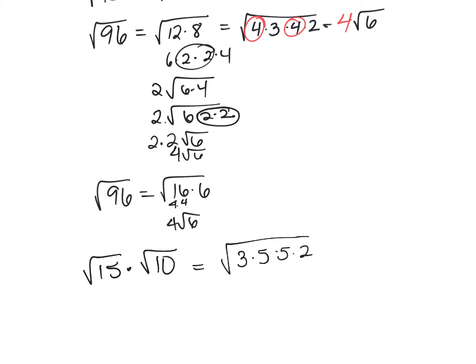Now I have the square root of 3 times 5 times 5 times 2. I have a pair, that's 25, the square root of 25, but it comes out of the square root as a 5. 5 square root of 3 times 2, 5 square root 6. I got confused at first.